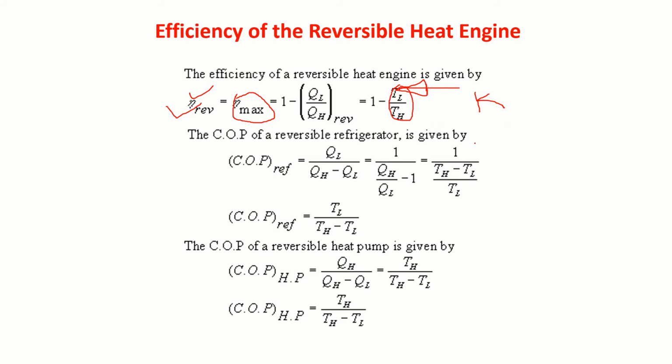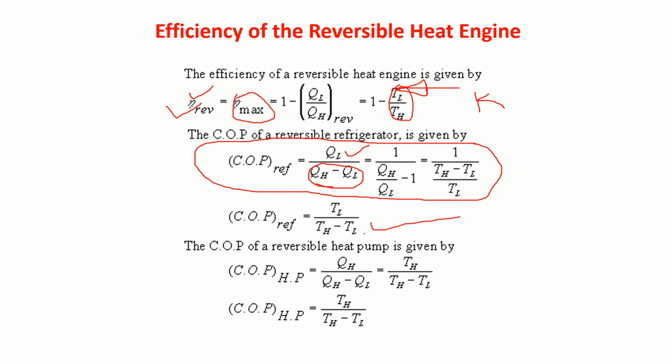Similarly, for a refrigerator, the purpose is to achieve QL, and this is the work supplied. Reorganizing, you will get COP of the refrigerator as TL divided by TH minus TL. In the same way, for the COP of a heat pump, our objective is to keep the temperature of the system higher than its surroundings. Reorganizing, replacing QH by QL with TH by TL, we get the COP of the heat pump.